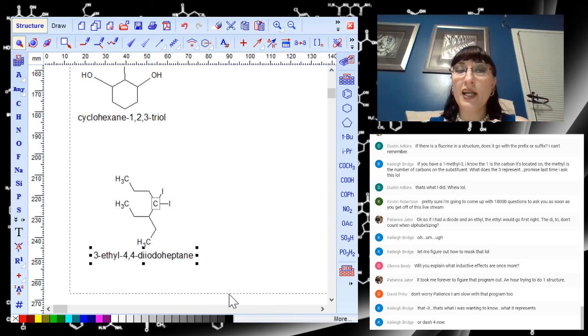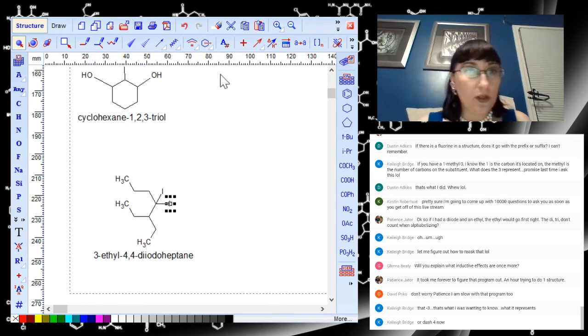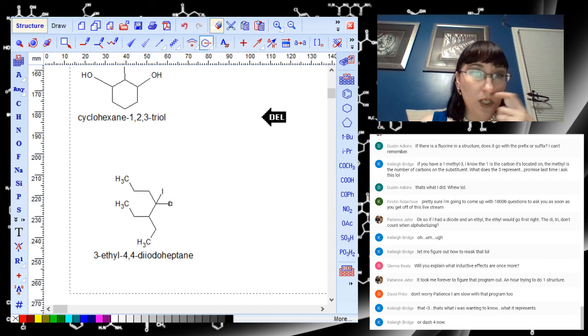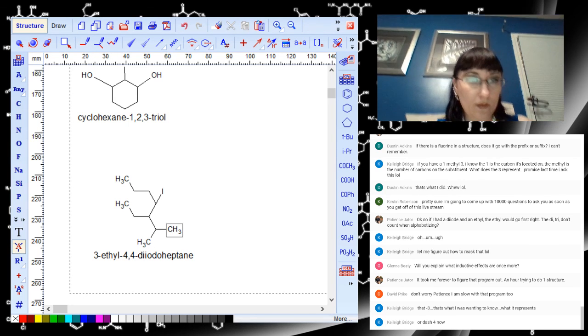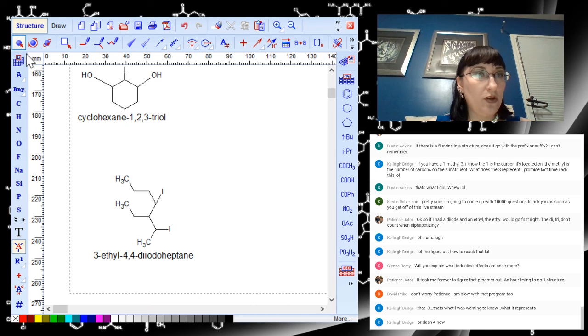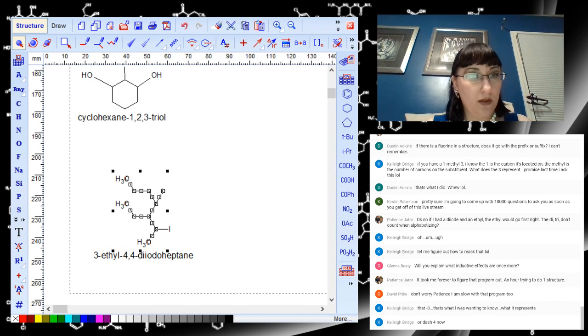So if my iodines were not on the same carbon, let me delete one of those and I'll show you what it would do. It would change the number that it's on, but I would still have an iodine if I put it somewhere. So if I took this and came up with, oops, there we go.